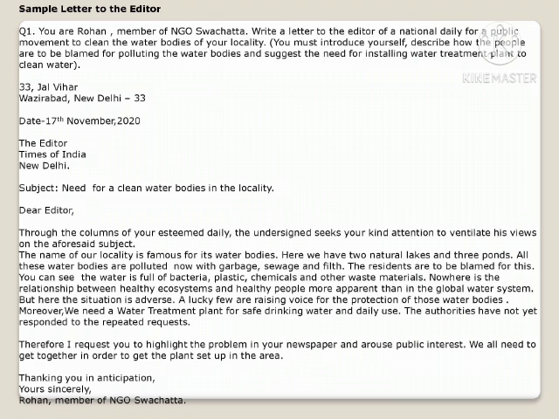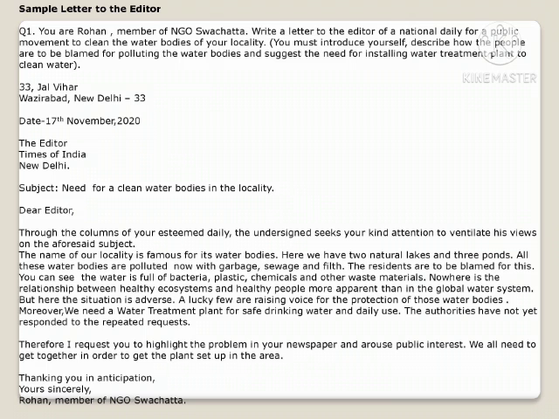Now we'll move to the middle part where we will discuss the problem in detail. Here we are saying the locality is famous for its water bodies, because the name of the locality is Jal Bihar. Here we have 2 natural lakes and 3 ponds. All these water bodies are polluted now with garbage, sewage and filth. As in the question it is stated that the people of the area are to be blamed, that's why we are stating all these things. The residents are to be blamed for this. You can see the water is full of bacteria, plastic, chemicals and other waste materials.